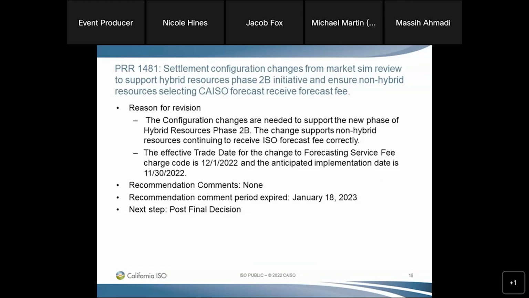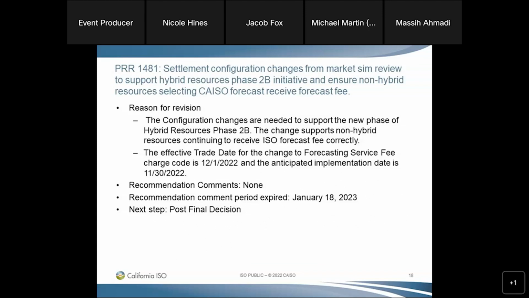All right. Currently no questions in queue. Thank you, Nicole. Next PRR, this one is also an emergency, which is 1481. This is associated with hybrid resource phase 2B to ensure non-hybrid resources selecting CAISO forecast receive forecast B. We haven't received any comments on this, and the next step is post-final decision. Any questions on PRR 1481?